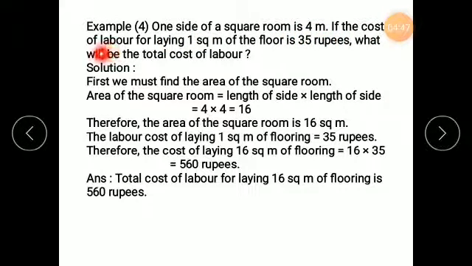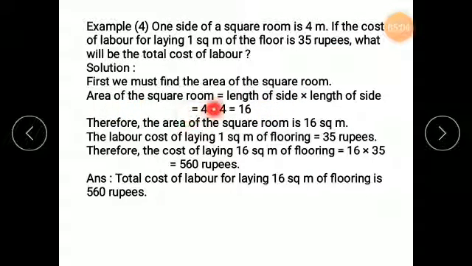If the cost of labor for laying 1 square meter of the floor is 35 rupees, what will be the total cost of labor? Okay, so 4 meter एक साइड है तो एरिया कितना होगा? 16 square meter. So area निकालेंगे पहले.